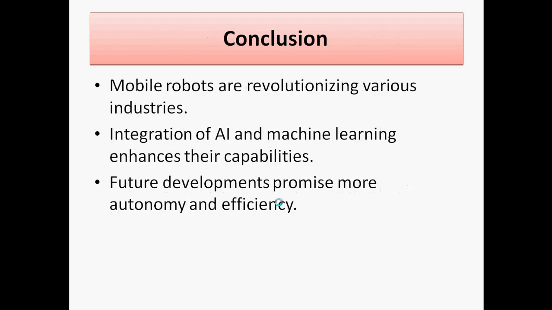Next, in the conclusion on mobile robots: mobile robots are now integrating with AI and machine learning, which can enhance their capabilities and efficiency. Future development promises autonomy and efficiency. These are the main certainties with mobile robots. These are the areas we discussed in this lecture. Thank you.